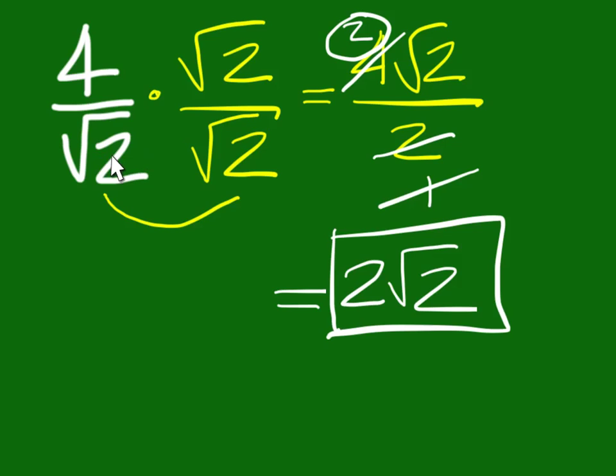Again, multiply the top and the bottom by this. And on the top, 4 square root of 2. And on the bottom, you have square root of 2 times itself, which is 2. 4 over 2 is just 2. So 2 square root of 2.